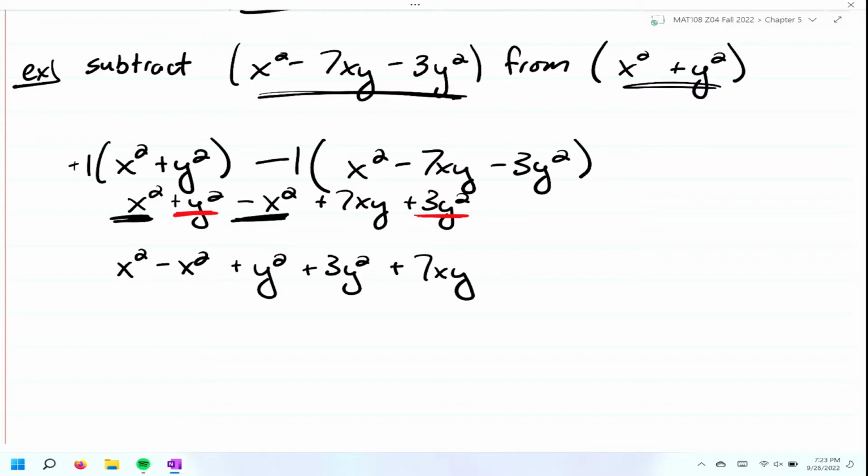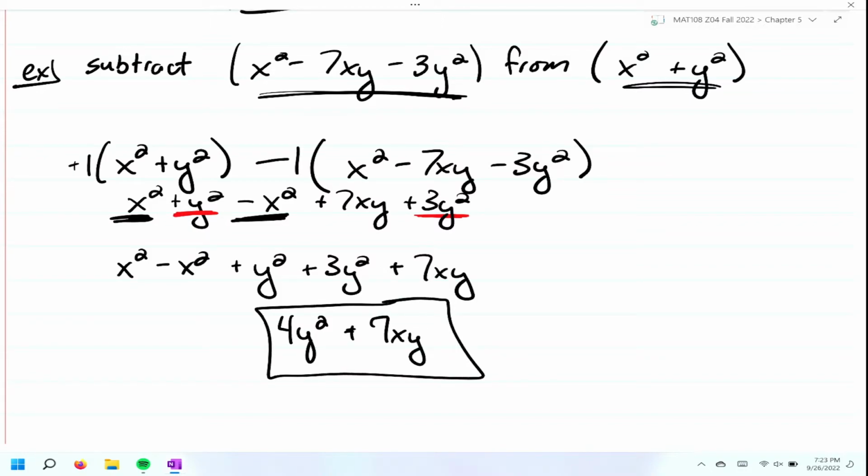Now to simplify, x squared minus x squared, well, that cancels itself out. 1 plus 3 is going to be 4y to the second plus 7xy. Okay? And there is that example right here. So the only way that I can really make this more difficult is by giving you more terms or more like terms to group. That's it.